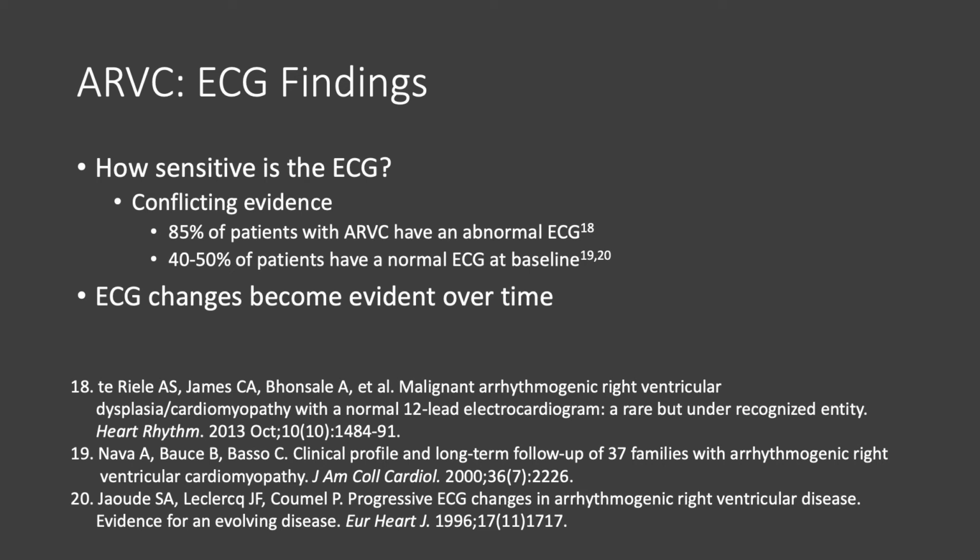One large study, which I've cited here, showed that 85% of patients with ARVC had an abnormal ECG. However, 2 earlier studies showed that up to 40 to 50% of patients with ARVC actually had a normal ECG at baseline. I think the take-home message is that ARVC is a progressive disease and that given enough time, most patients will develop the phenotype on their ECG.